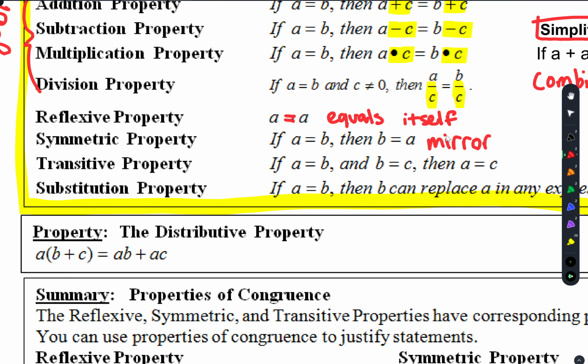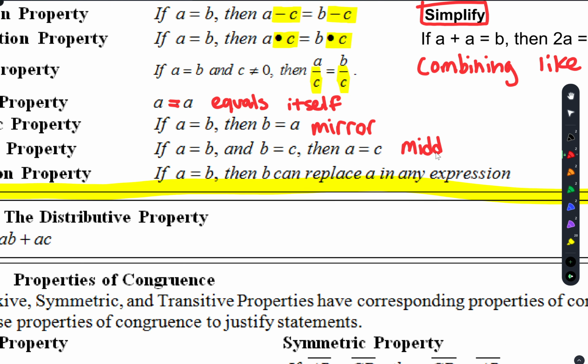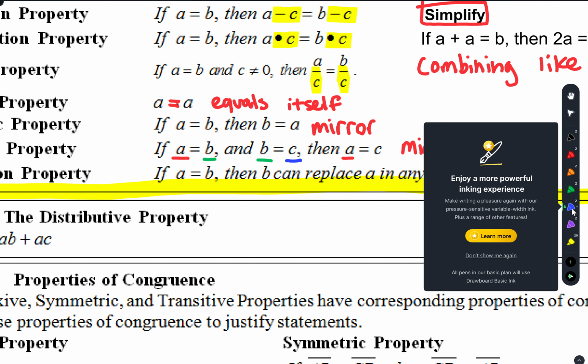Questions on those two? Those two kind of get mixed up a lot, so we want to make sure that we understand the difference between reflexive, it equals itself, and symmetric, we can flip it around like we're looking in a mirror. The next one is the transitive property. I call this like the middleman property. In this property, we say that one piece, A, is equal to B. B is equal to C. So those two things, A and B, are both equal to the same middleman. That middleman is B. So we can cut out the middleman, and we can say simply that A equals C.